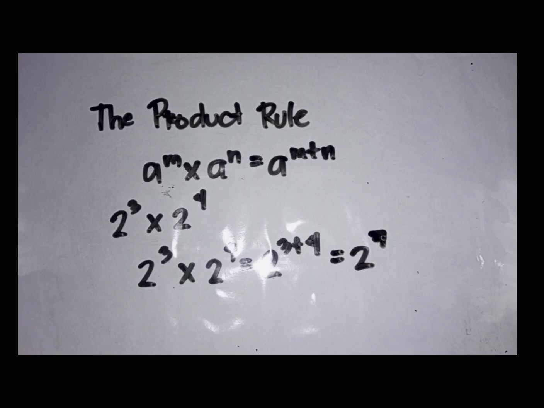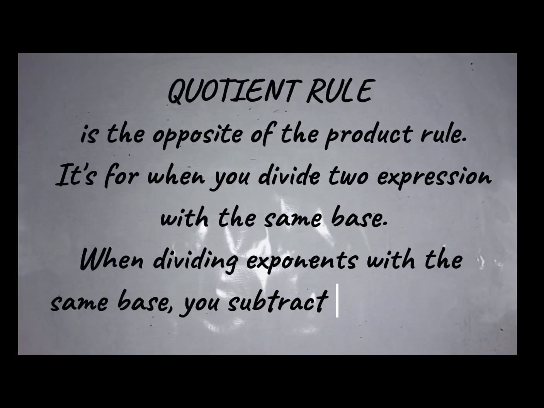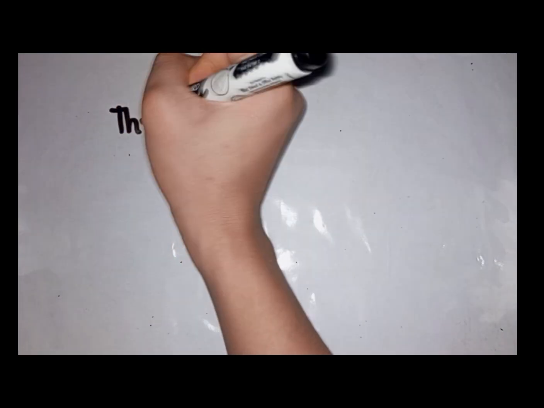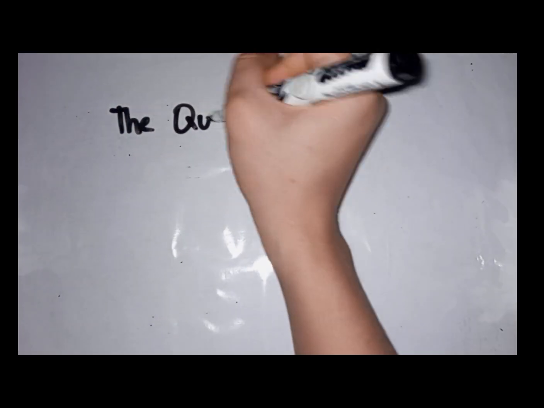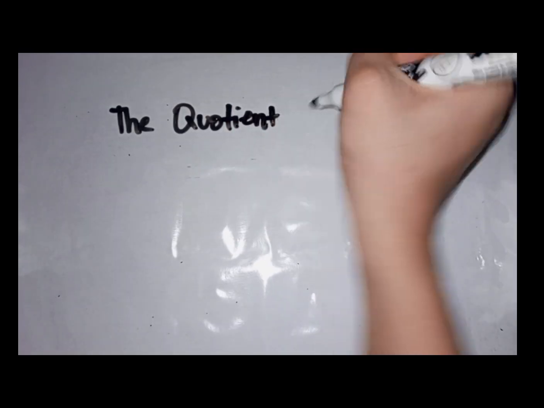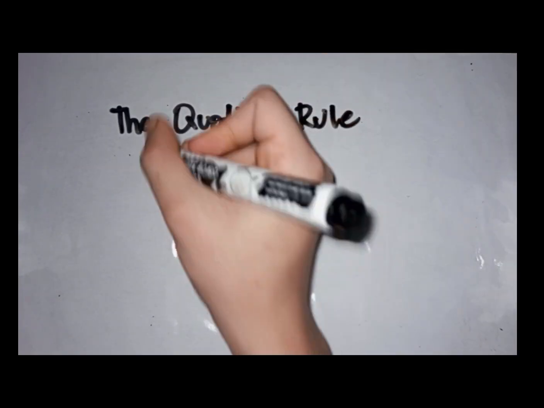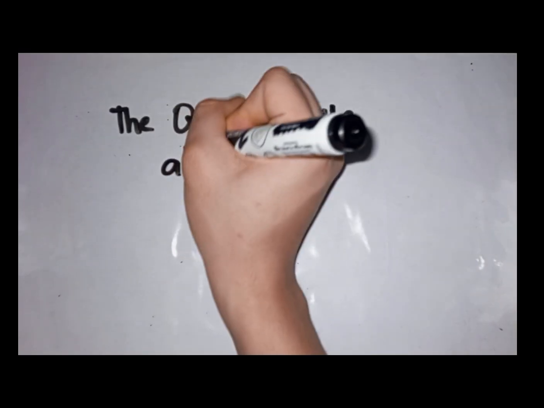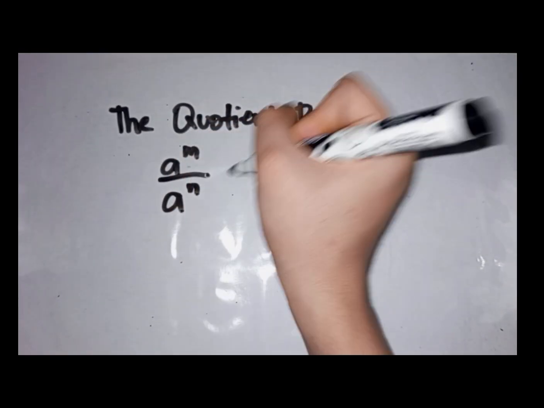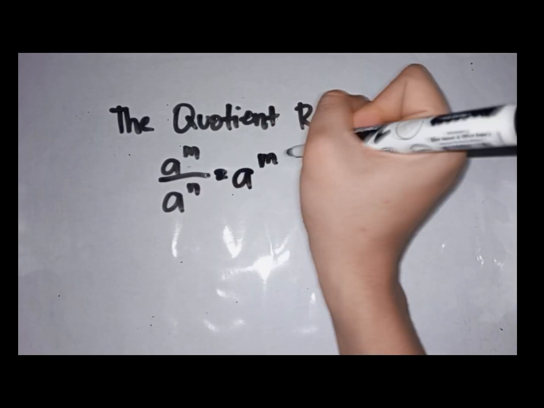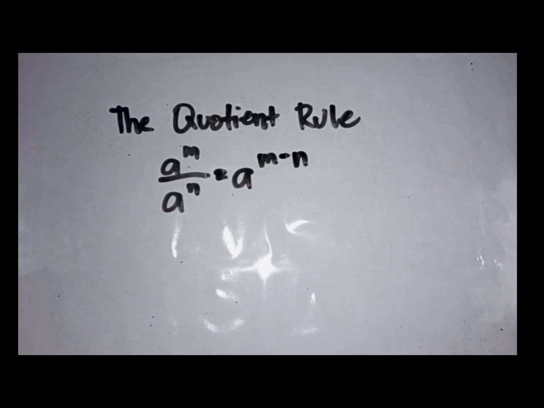Okay. Now let's go to the second rule, which is the quotient rule. The quotient rule is the opposite of the product rule. It's for when you divide two expressions with the same base. When dividing exponents with the same base, you subtract the exponents. Now let's go to the formula for the quotient rule. The formula is a raised to m over a raised to n is equal to a raised to m minus n.